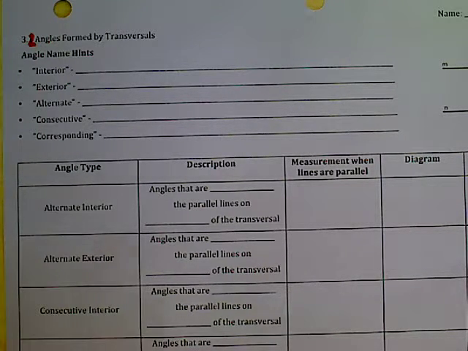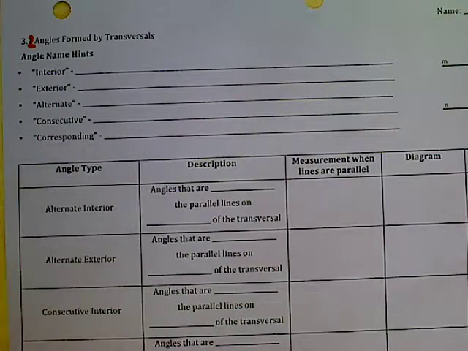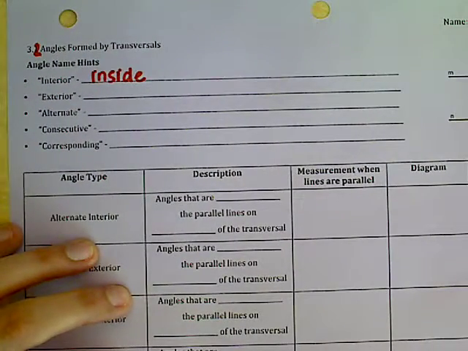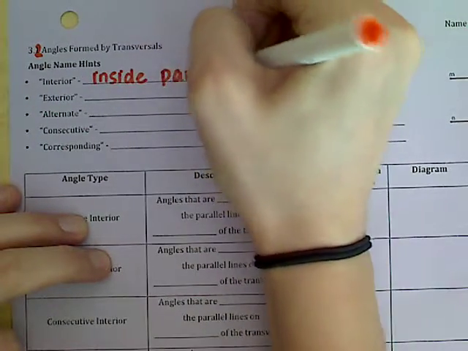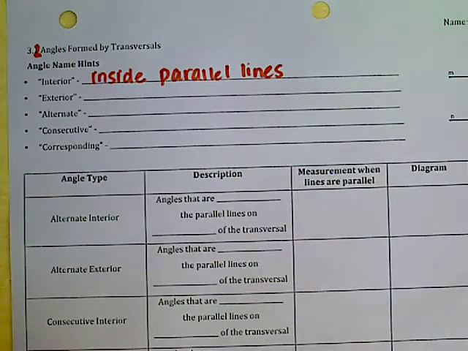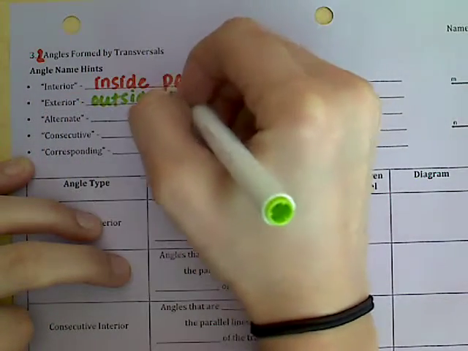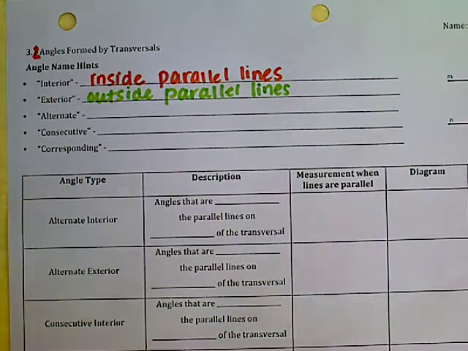So the first thing we're going to start out with is, what are all these angles? If you can understand what these 5 words here mean, it's going to help you understand and remember what all these different angle types are. So whenever you see the word interior, I want you to think inside. So if you see interior angles, I want you to think they're inside parallel lines. And we'll get to those parallel lines in just a few minutes. Whenever you see exterior, you need to think that they are outside the parallel lines. So interior, inside, exterior, outside.